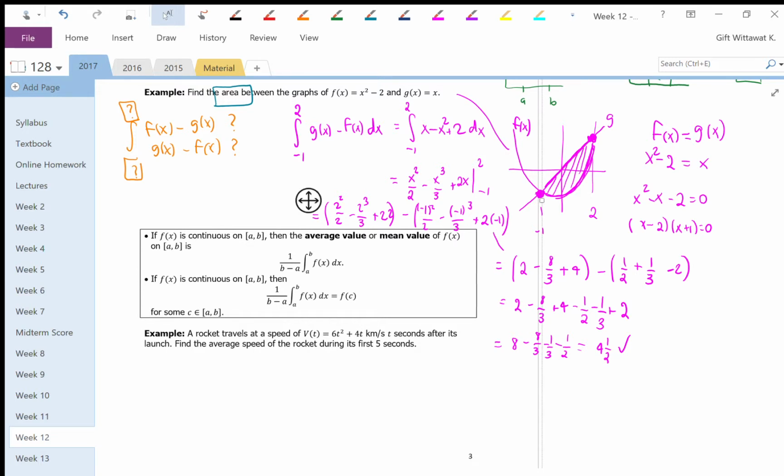If my function is continuous on an interval, then the average value or the mean value of a function is going to be the integral from a to b divided by b minus a, or it's going to be the integral of the function multiplied by 1 over b minus a. So if my function is continuous, then the average value of a function is going to be given by this formula.